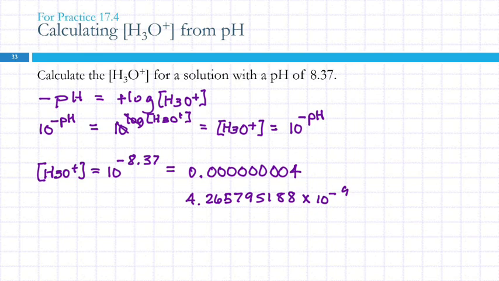How many do we want to keep total? This is a pH. So in a pH, only the digits after the decimal point. So we call this 4.3 times 10 to the minus 9. Now, if you wrote 4.27, would that be wrong? No. Close enough. Any questions?